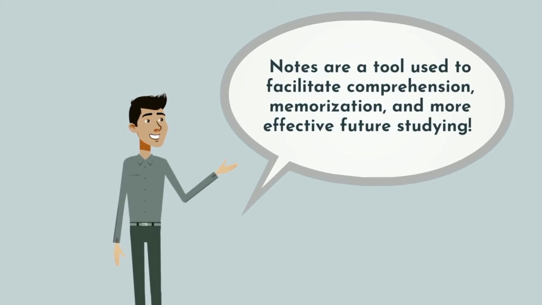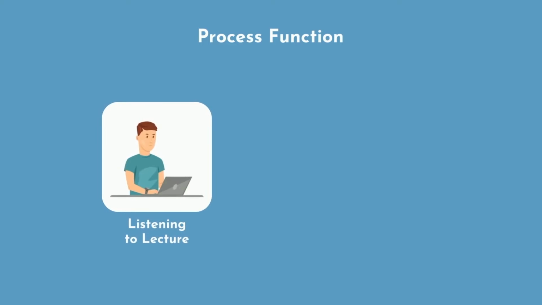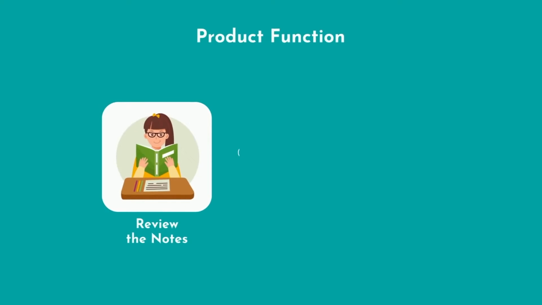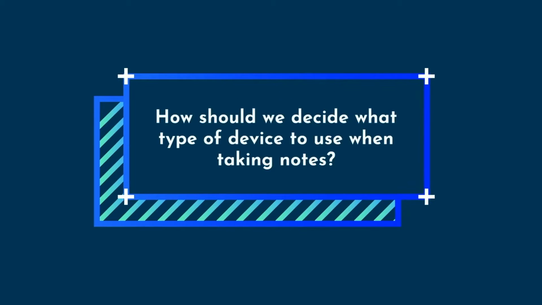You can think of note-taking as two discrete steps: process function and product function. The process function refers to the fact that the act of taking notes while listening to lecture improves your comprehension and retention, regardless of whether you review those notes. The product function refers to the ability to review the notes in the future and commit facts to memory through rehearsal, organization, or elaboration.